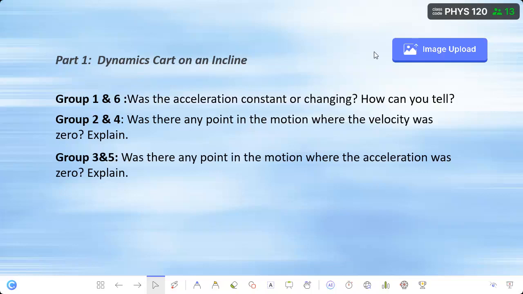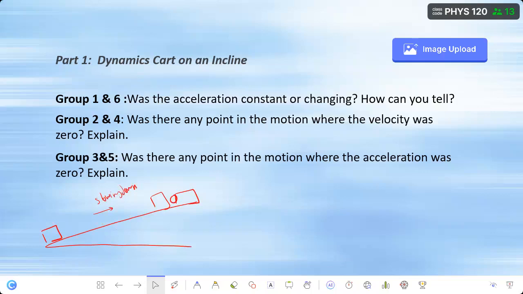Okay. When we had a cart, let's say there was a motion detector here, this is a motion detector, good, and this is a cart. The object is moving toward the motion detector, good. Speeding up or slowing down? It's slowing down, when it's moving toward here.